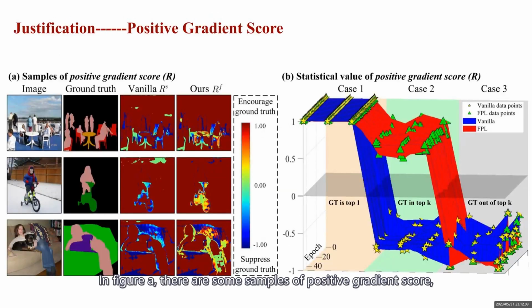In Figure A, there are some samples of positive gradient score. It can be seen from the figures that our method enjoys a much larger region with positive score, which will benefit the training process. And in Figure B, the statistical values of positive gradient score can explain the superiority of our method in case 2 more intuitively.